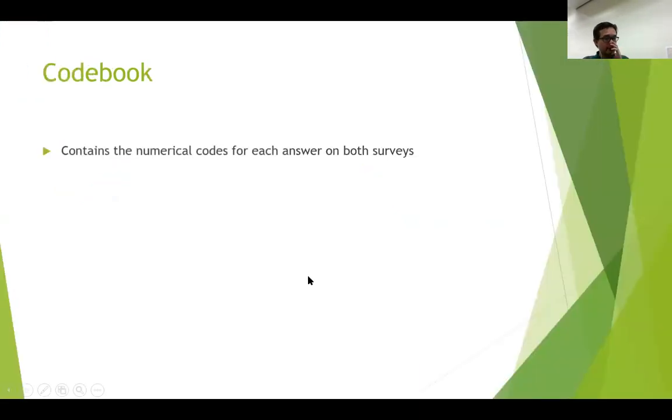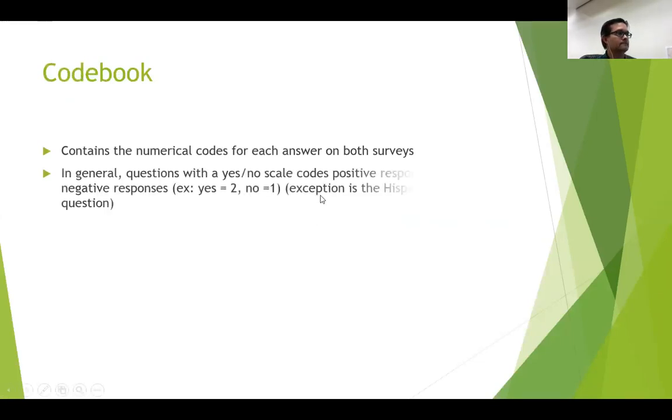So for the code book, what we need to do is tell the computer what the responses were. And in order to do that, we just give some codes into the computer. So for every answer, we'll just put in a number. So in general, the more positive the number, the bigger the answer. So if it's just a 2-point scale, then yes will be 2 and no will be 1.